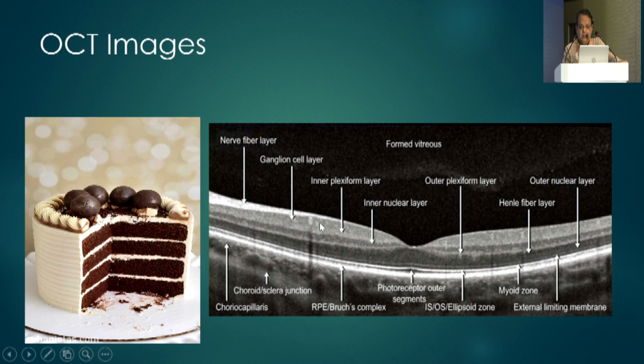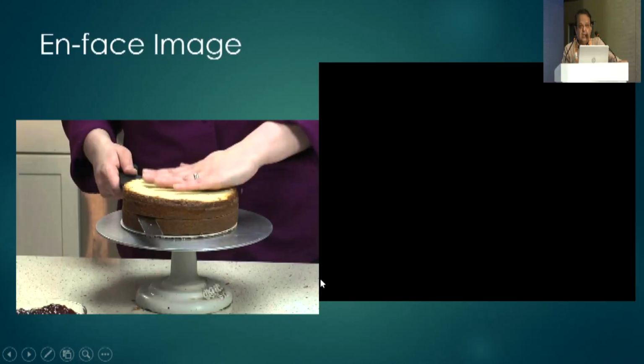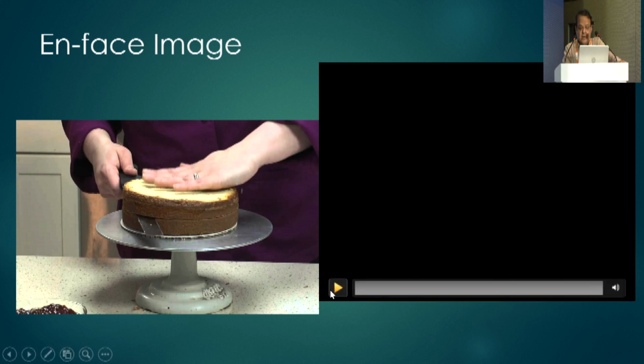Similarly, OCT B scan gives a cross-sectional image of the retina. But if you go on to the OCTA images, this gives you an en face image. It's like you cut the cake in a horizontal fashion, then you get multiple slices. And this is what an OCTA does.